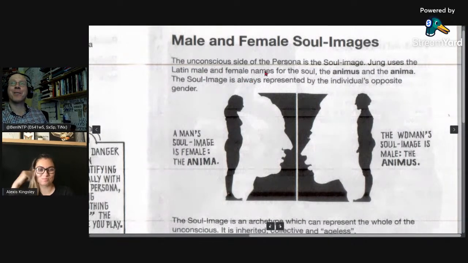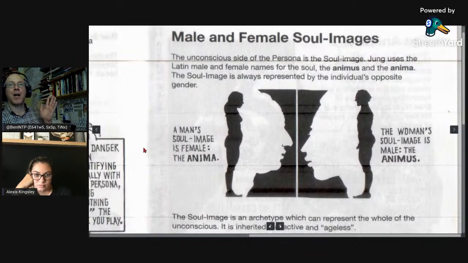The unconscious side of the persona is the soul image. Jung sees the Latin male and female names of the soul, the animus and anima. The soul image is always represented by the individual's opposite gender. A man's soul image is female, the anima. The woman's soul image is male, the animus.